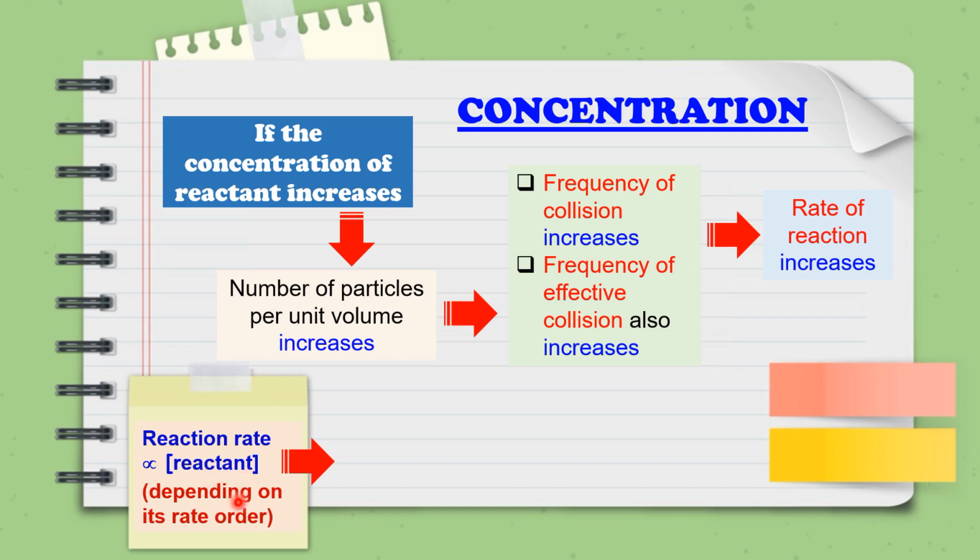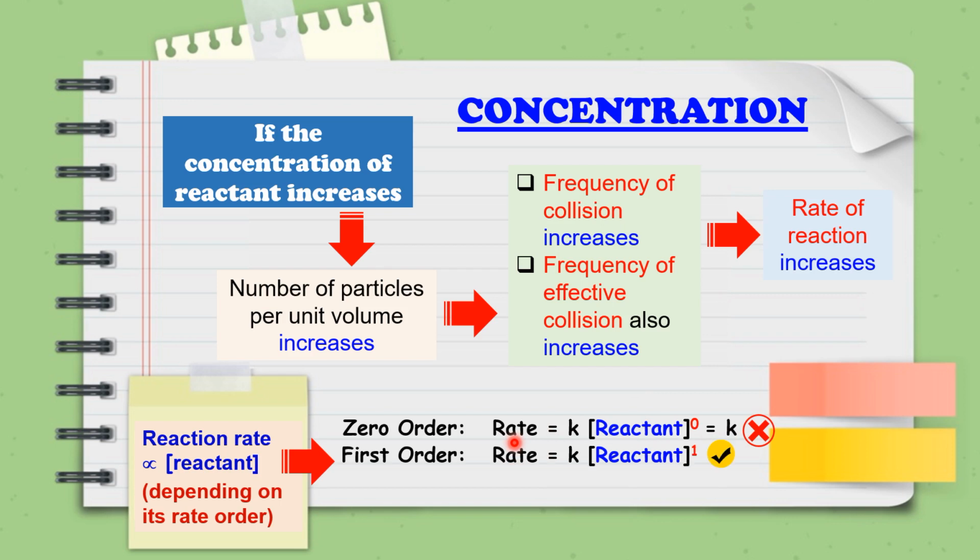However, it depends on its rate order. For example, for 0 order, we know that rate equals k, concentration of reactant to the power of 0. So therefore we get rate equals k. So if we increase the concentration of the reactant, the rate remains constant. But for the first order and the second order, rate depends on the concentration of the reactant. As the concentration of reactant increases, the rate of reaction also increases. So reaction rate is directly proportional to the concentration of the reactant for the first order and the second order only. 0 order is excluded.